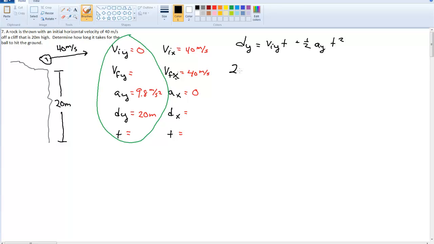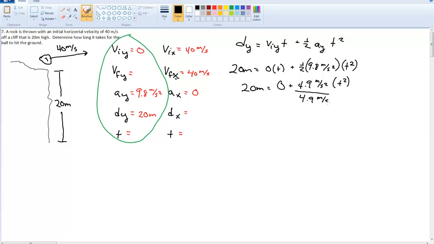So dy, 20 meters, equals VIY, which is 0, times t, plus 1/2 AY, which is 9.8 meters per second squared, times t squared. So I have 20 meters is equal to 0 times t just turns to 0, plus 1/2 times 9.8 turns to 4.9 meters per second squared, times t squared. The 0 is just going to drop off. So if I want t squared by itself, I have to divide each side by 4.9 meters per second squared.